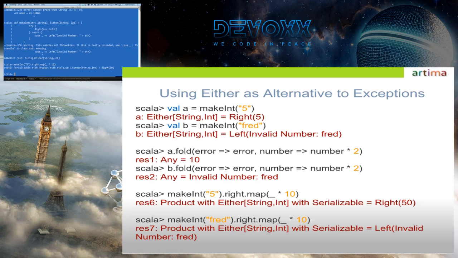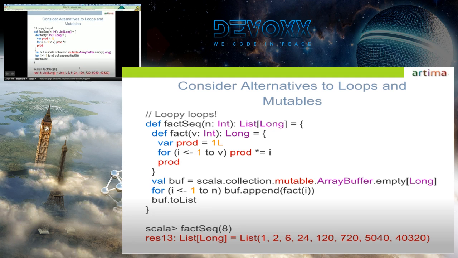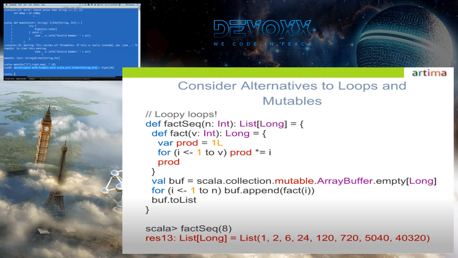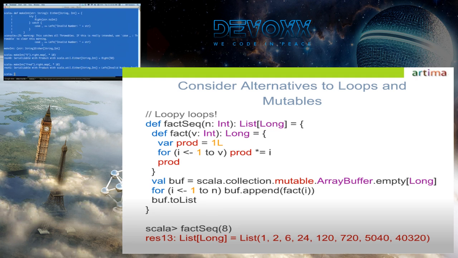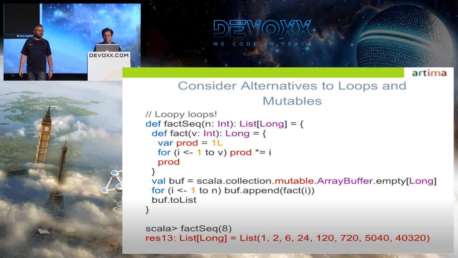Here's an example of an inferred type. Really, we just wanted an Either of String and Int, but what we got inferred was Serializable with Product with scala.util.Either, anyway. But I got Right 50 in that case, but when I say make int Fred, which is not going to work, sorry, it's hard to copy and paste from here. It's not an exception, it just carries the error forward. It says, hey, it still didn't work. Same error. So that's a really nice pattern that I use all the time.